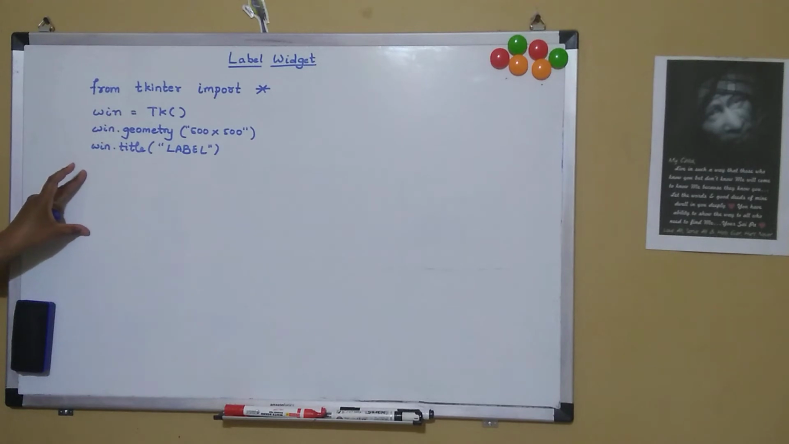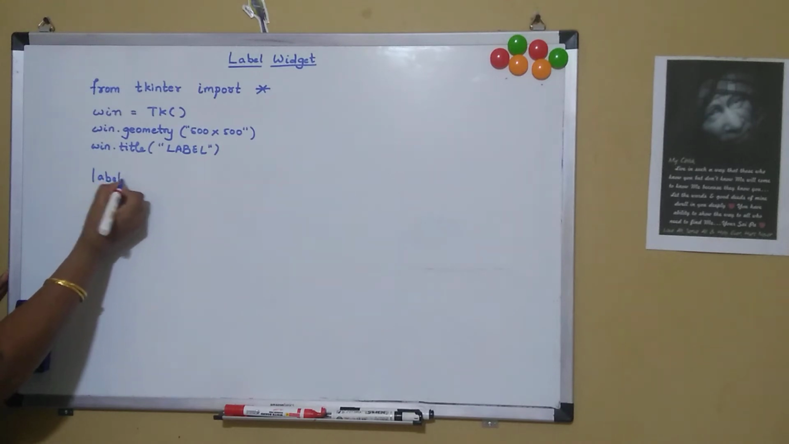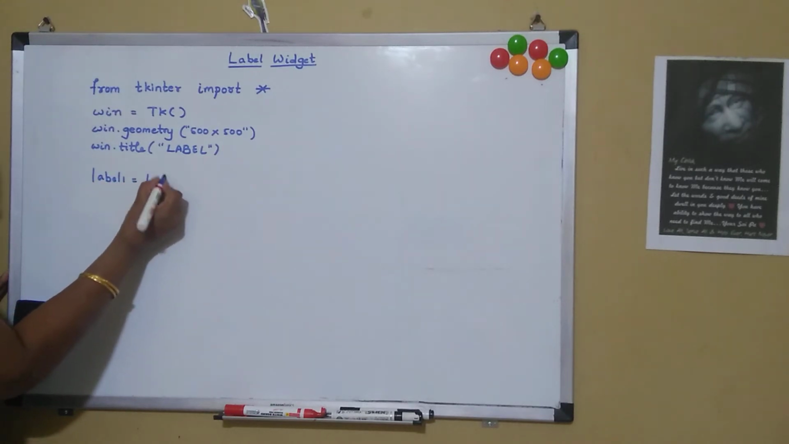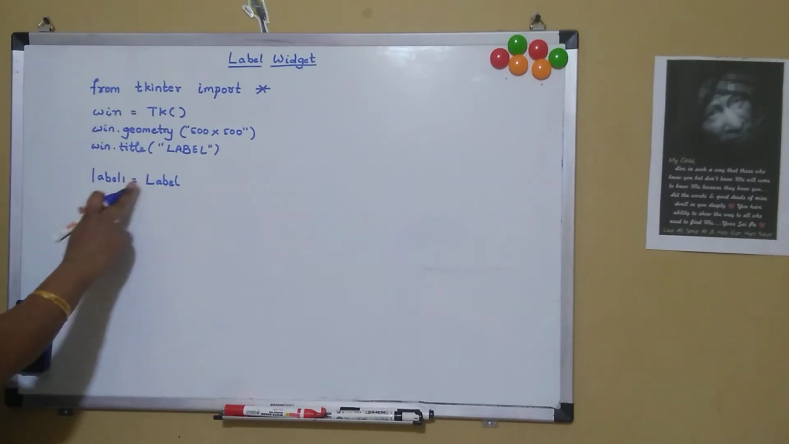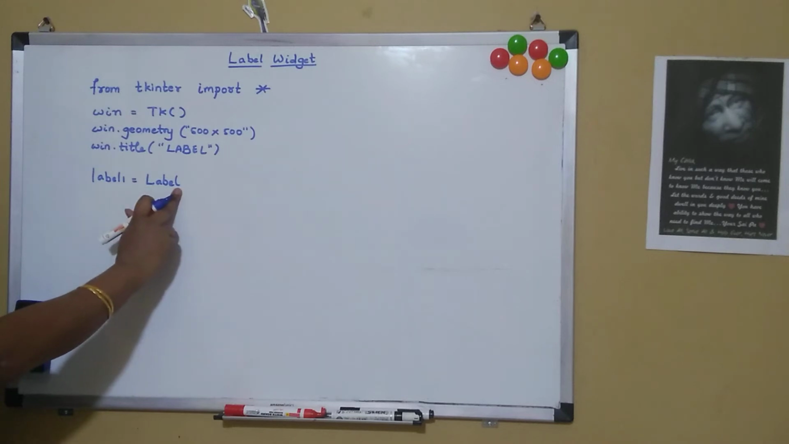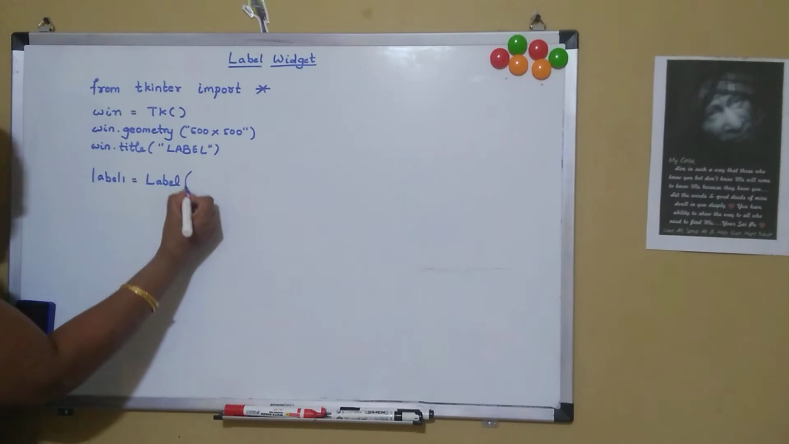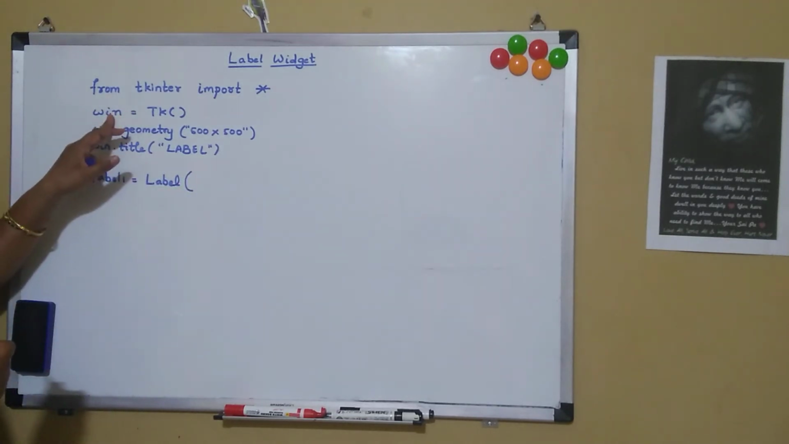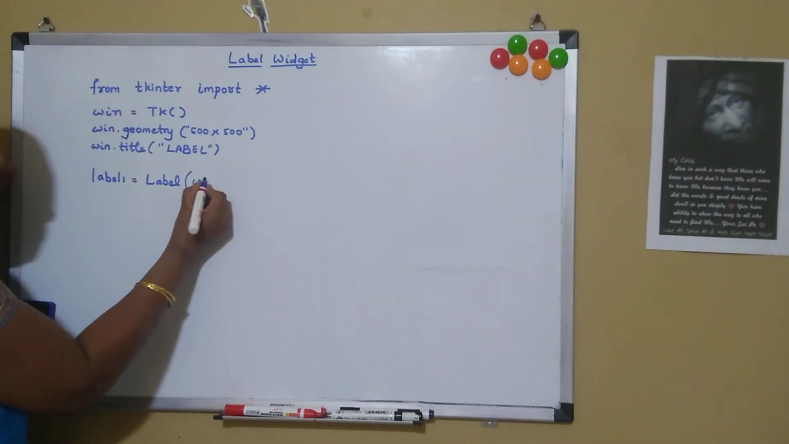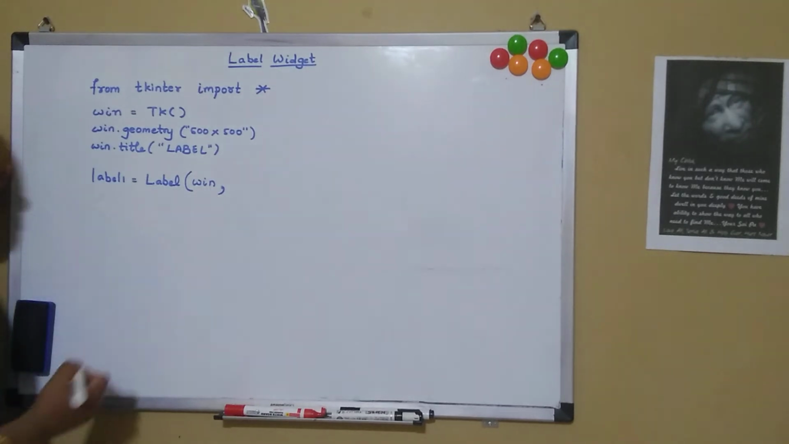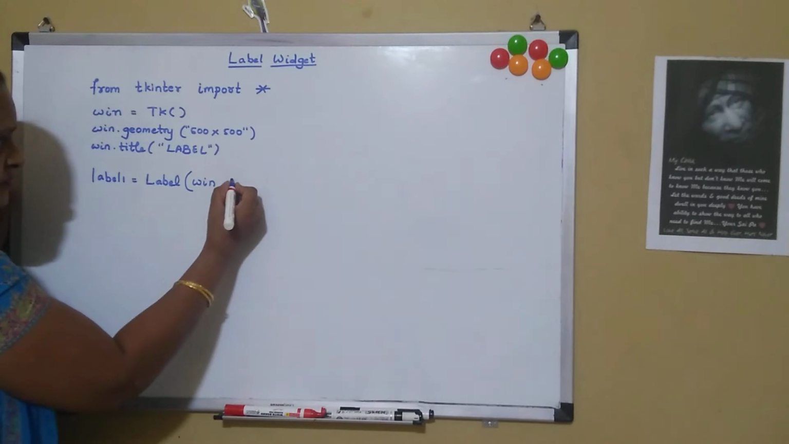Now in the second part, let's create a label widget. For this, let me say label1 is equal to Label. This is the identifier which holds the label widget. Label is the name given for the label widget. And the first parameter is nothing but win, that is the Tkinter window. So win is the first parameter. Then we can specify all the options which we require.